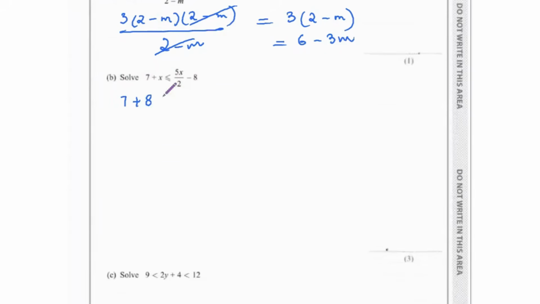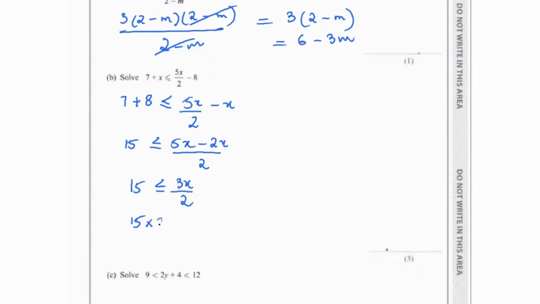7 plus 8 is less than or equal to 5x over 2 minus x. 7 plus 8 is 15. 5x minus 2x over 2 is 3x over 2. Cross multiply: 15 times 2 and then divided by 3. So that's going to be 10. So x is basically greater than or equal to 10, or 10 is less than or equal to x.